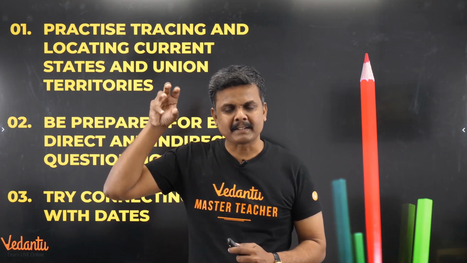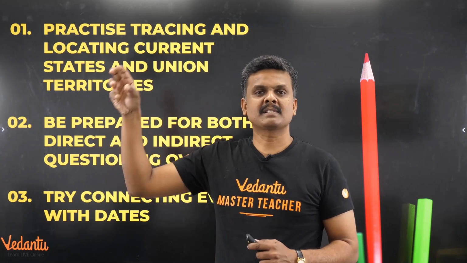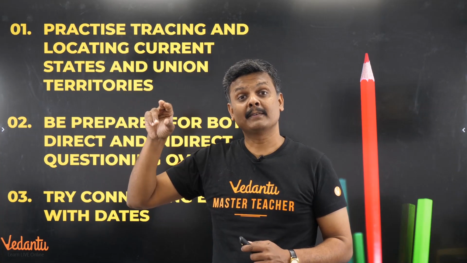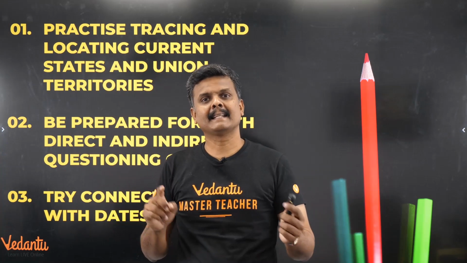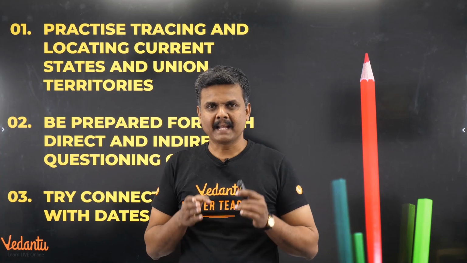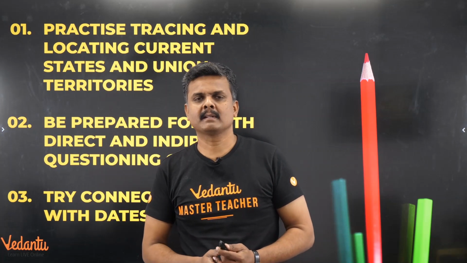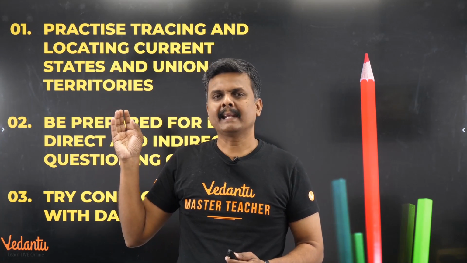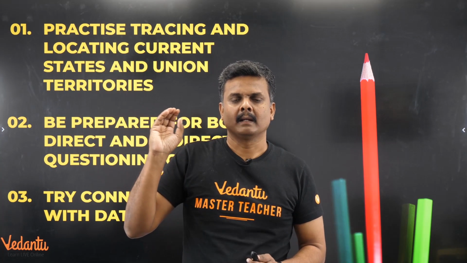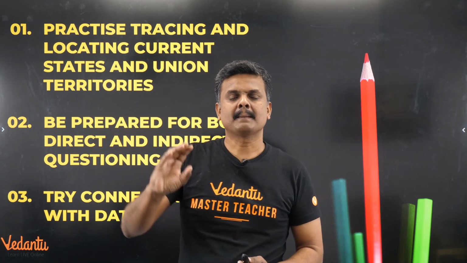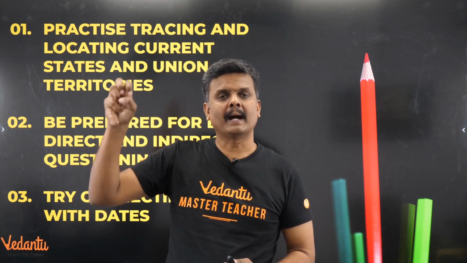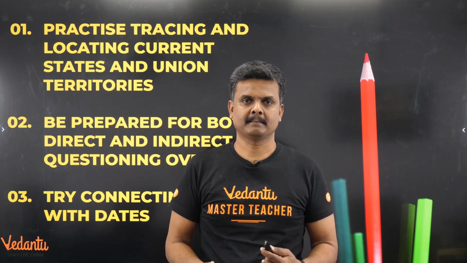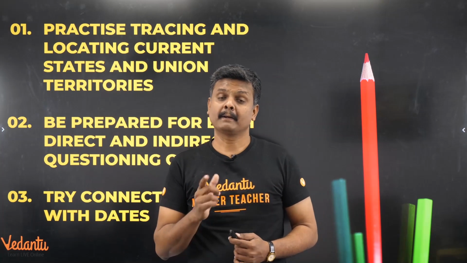Indirectly, without specifying the place, if someone is asking something where you need to find out what the place is, that's an indirect question. When the place is specified in the question, it's a direct question. When the place is not specified, but they point out some other event and ask you to identify the place, that's an indirect question, right? So be prepared for both.